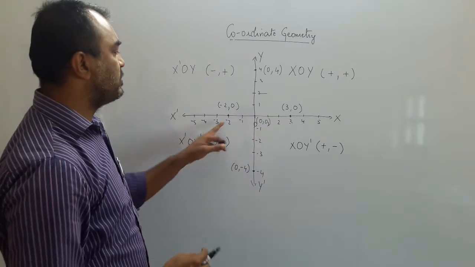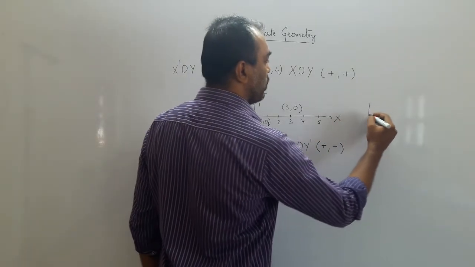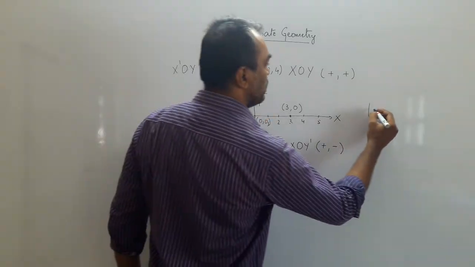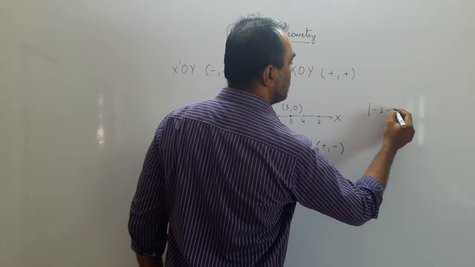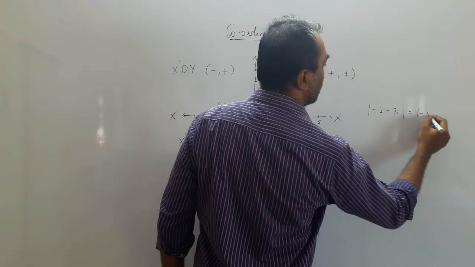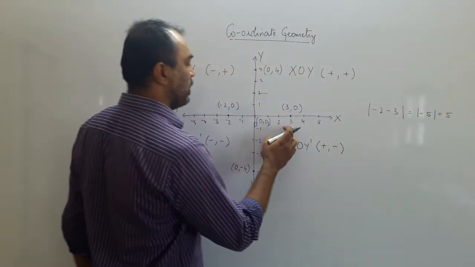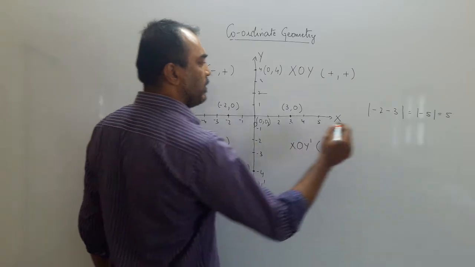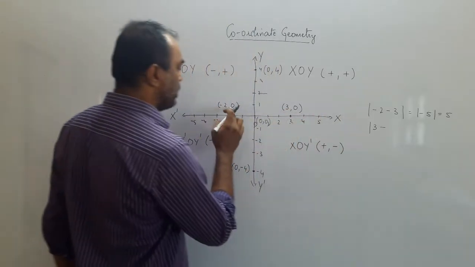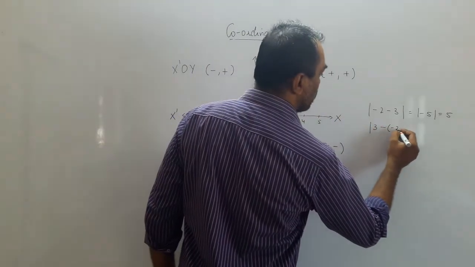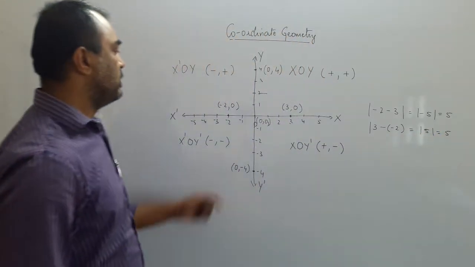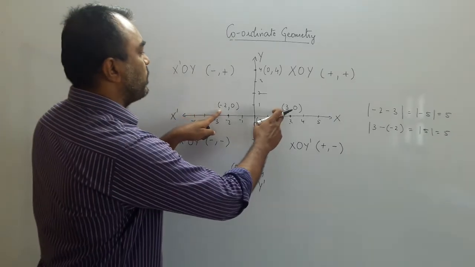So how can I find this? Distance is always positive, so I will have to subtract them. So I can do minus 2 minus 3. Minus 2 minus 3 is minus 5. So the distance is 5. 1, 2, 3, 4, 5. But I should subtract the smaller number from the bigger. So 3 minus (minus 2), now 3 plus 2 is 5. So the distance remains 5 units. So when it is on the x-axis, you can just subtract the x coordinates.